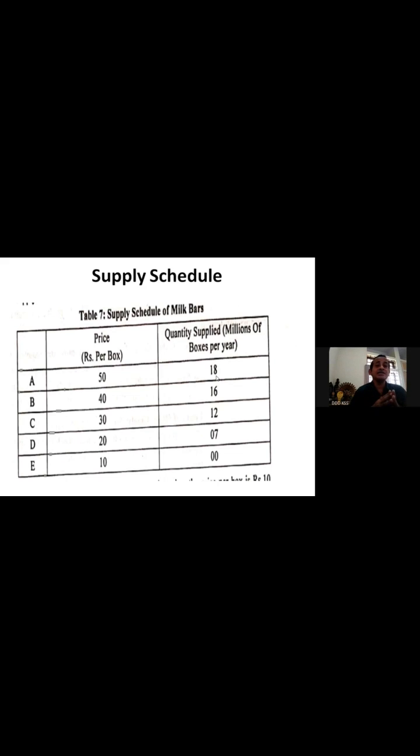Now, why does this happen? Because at the higher price, producers are able to earn more profit. Their profit margin is high. With this assumption, producers are ready to produce more at higher price and less at lower price. Now, the same thing will show through the supply curve.